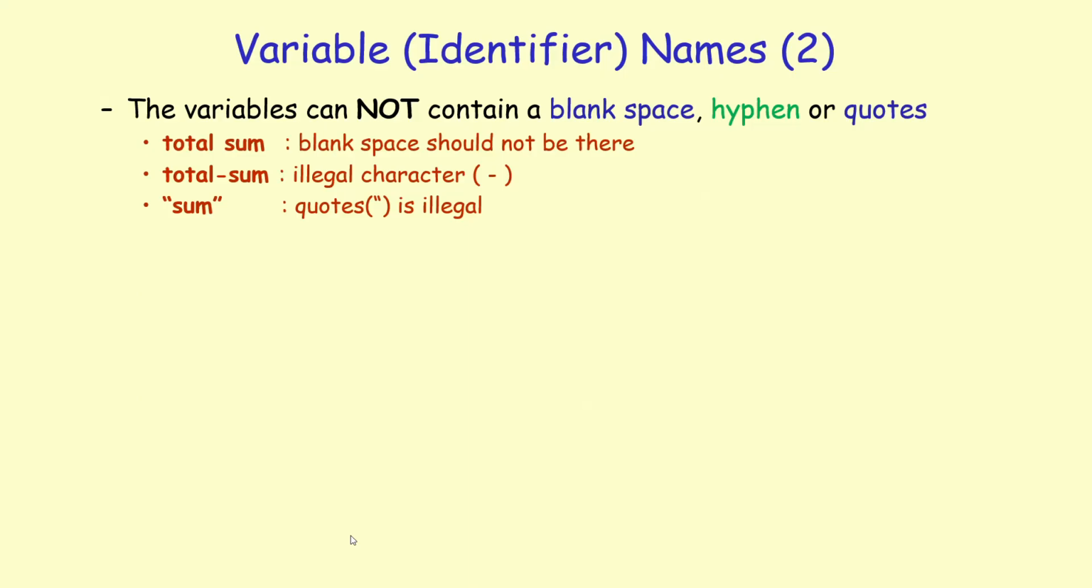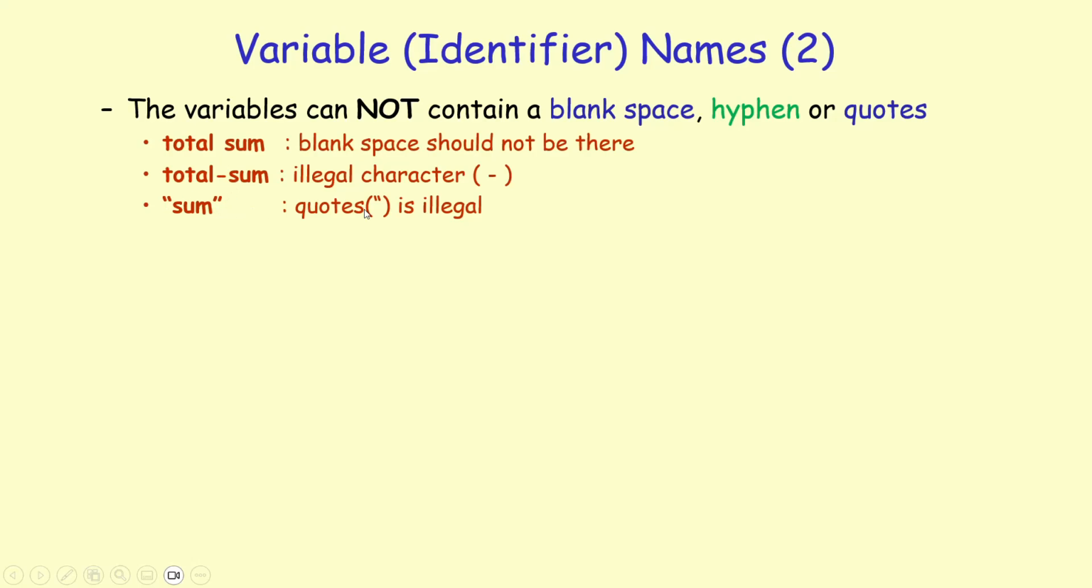What are the variable names that you cannot declare? A variable name cannot have spaces in it, so total sum with a space is not a valid variable name because a variable name cannot have spaces in it. A variable name cannot have hyphens in it, so total-sum with a hyphen or minus is not a valid variable name because the minus sign has a specific other meaning in C++. It is the subtraction operator.